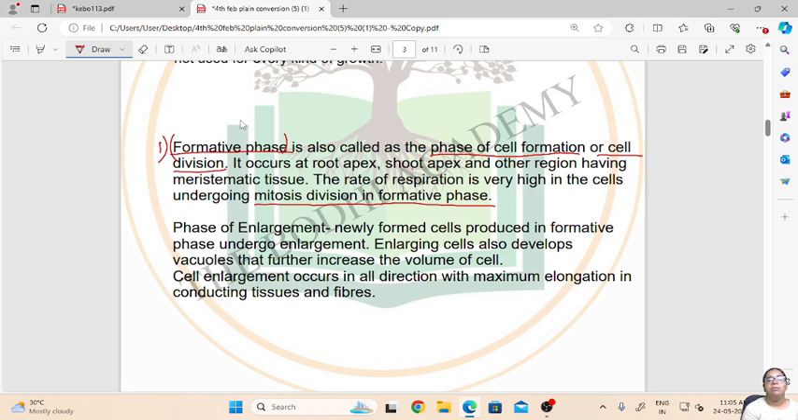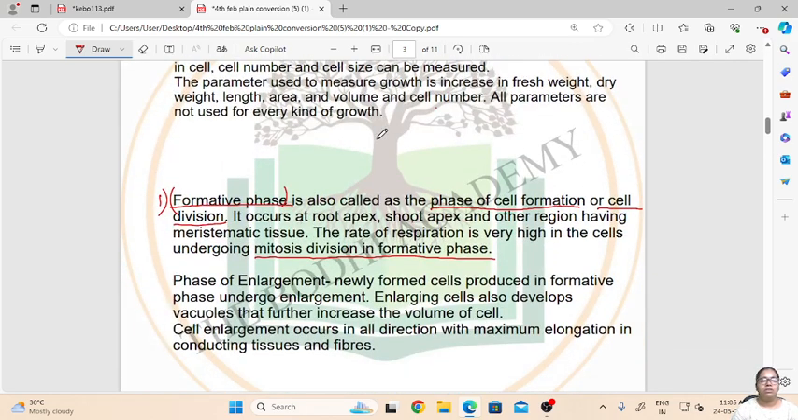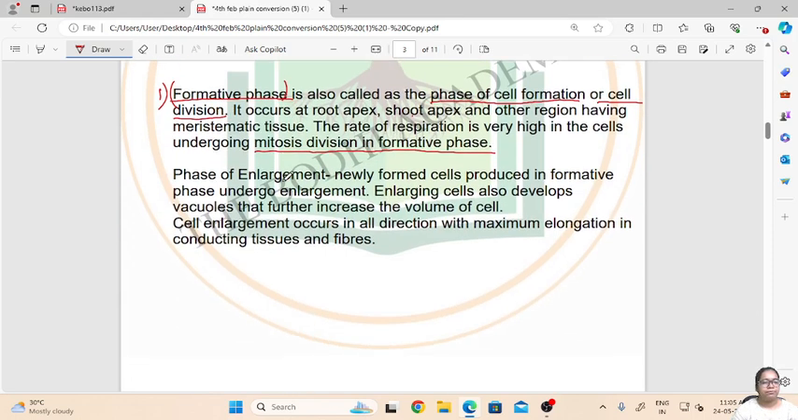That is, the number of cells, the growth of cells, the division of cells is very rapid over here, as the meristematic tissues at the root apex and the shoot apex continuously divide. So this is also called the phase of cell formation or phase of cell division, wherein the mitosis takes place in the formative phase. So the formative phase is the first phase in the growth of the plant.